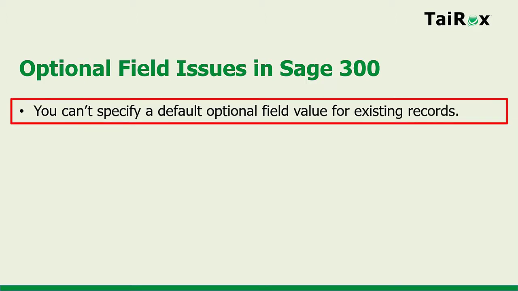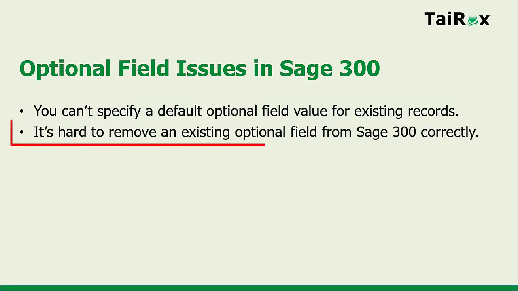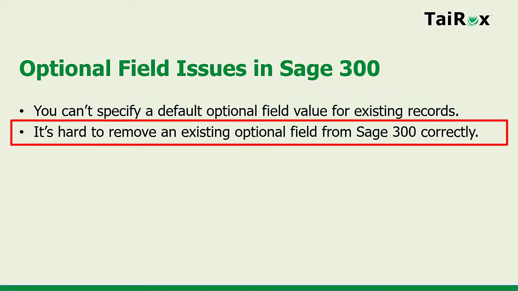optional field value for existing records, and this makes it hard to add a new required field to records in an existing database. It's hard to remove an existing optional field from Sage 300 correctly.